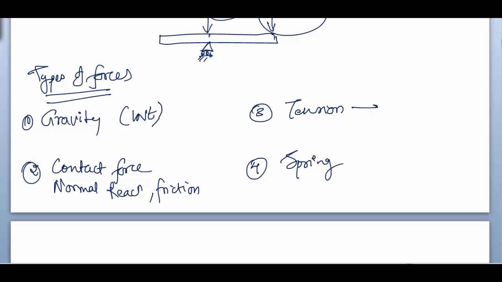We will talk about tension in rope, belt, chains. These are all flexible members. And a spring is defined by Fs equal to K into X, where K is the spring constant, fixed for a spring, and X is the elongation of the spring.